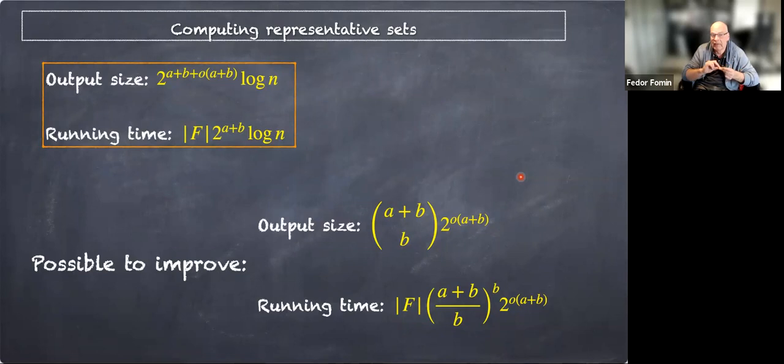It's possible to improve this running time. The best known algorithm I know constructs a set of size a plus b choose b times 2 to the o of a plus b, and the running time is this one. Here it's not a plus b choose b but a plus b divided by b, and by playing with these numbers, you can obtain different running times.